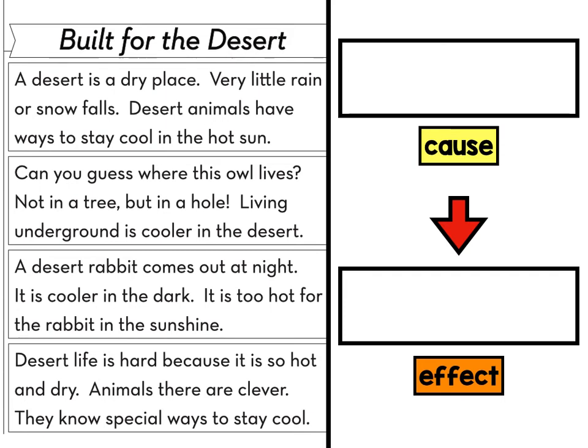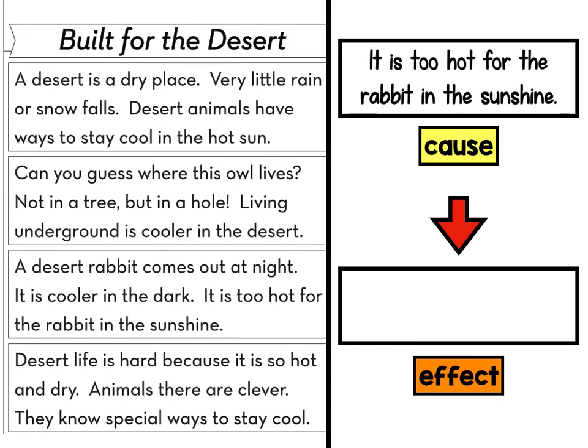All right, let's look at the next paragraph. A desert rabbit comes out at night. It is cooler in the dark. It is too hot for the rabbit in the sunshine. Okay, the desert rabbit comes out at night, but why? I see. It is too hot for the rabbit in the sunshine. Because it's too hot for the rabbit in the sunshine, the desert rabbit comes out at night.